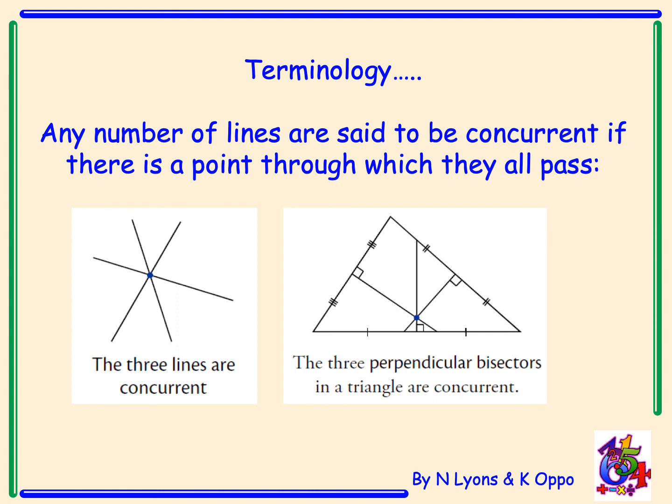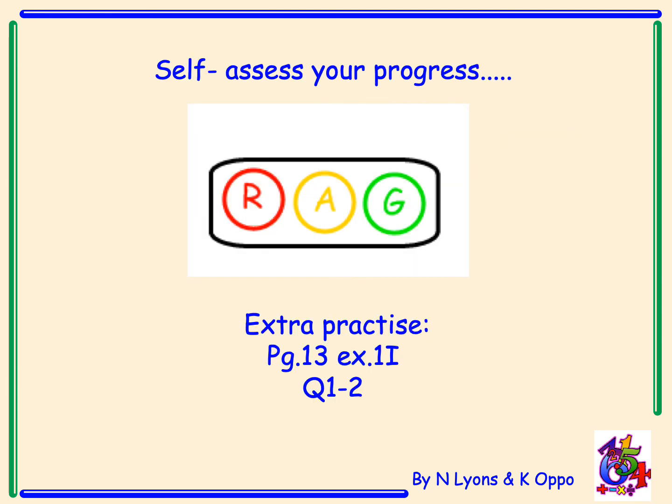Some terminology. Again, there are 3 perpendicular bisectors in a triangle and they are also concurrent. The place at which they meet is the circumcentre. If you would like more practice, turn to page 13, exercise 1I, question 1 and 2.